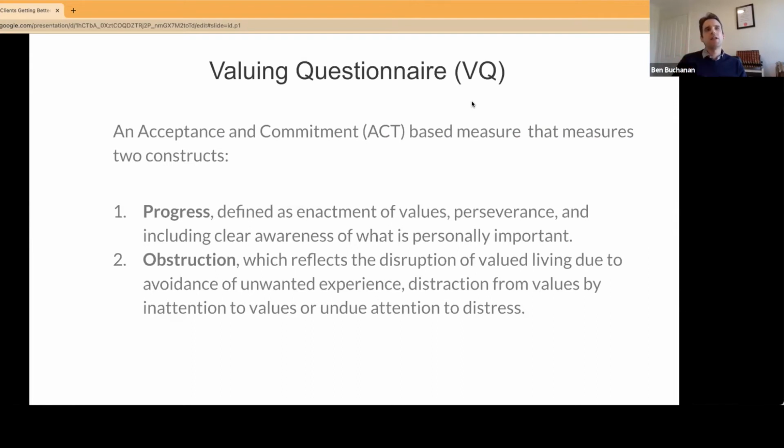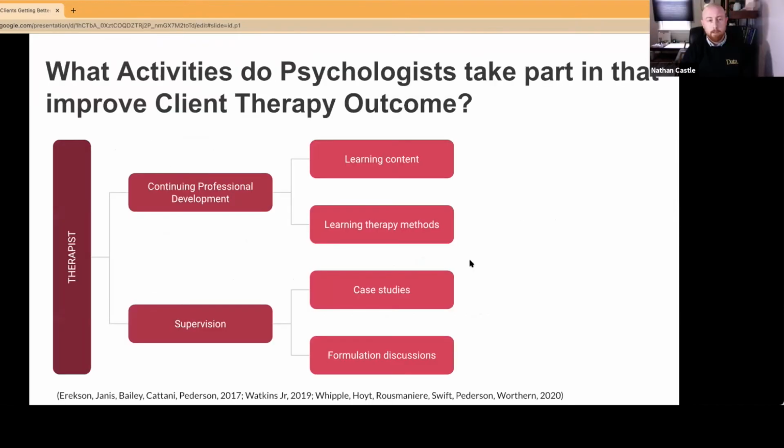The valuing questionnaire measures two things. It measures progress, which is defined as enactment of values, perseverance, and including clear awareness of what is personally important, and obstruction, which reflects the disruption of valued living due to avoidance of unwanted experiences, distraction from values by inattention to values, or undue attention to distress. And so in the ACT framework, these two conceptualizations are really important.